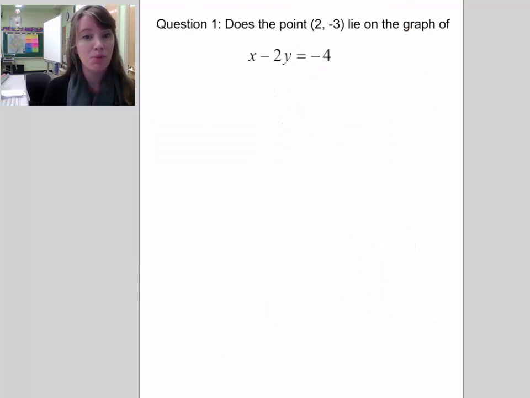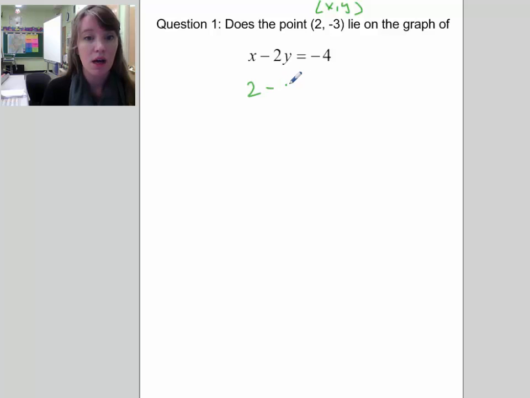Question number 1, does the point (2, -3) lie on the graph of x minus 2y is equal to 4? Well, think about it this way. If this point lies on the line, then it's a solution. If it's a solution, then I can substitute the x, y values into the equation to make the right-hand side equal to the left-hand side. Okay, so let's try this out.